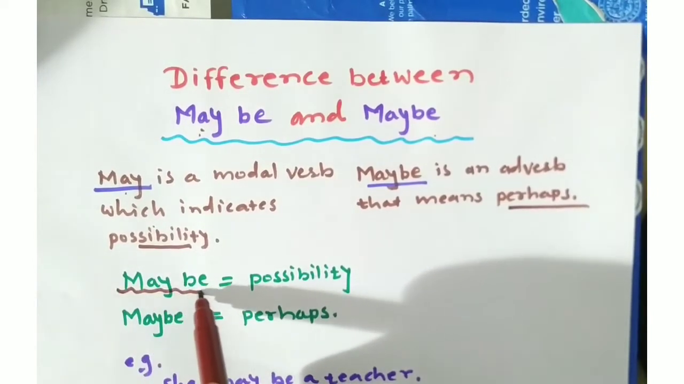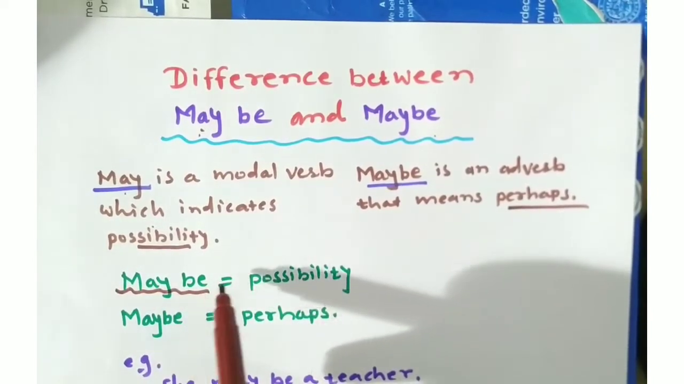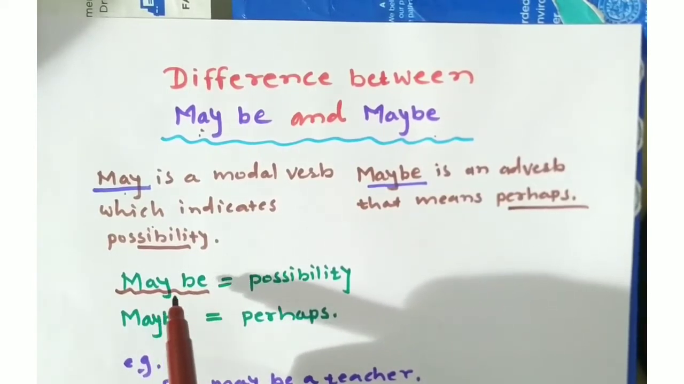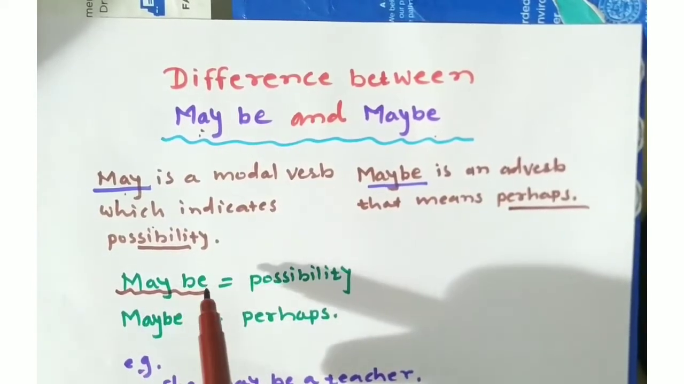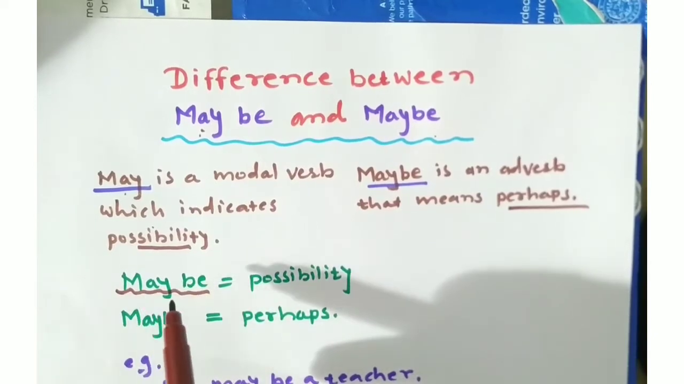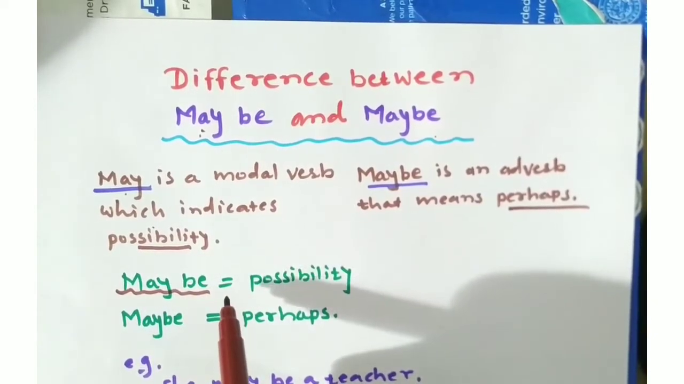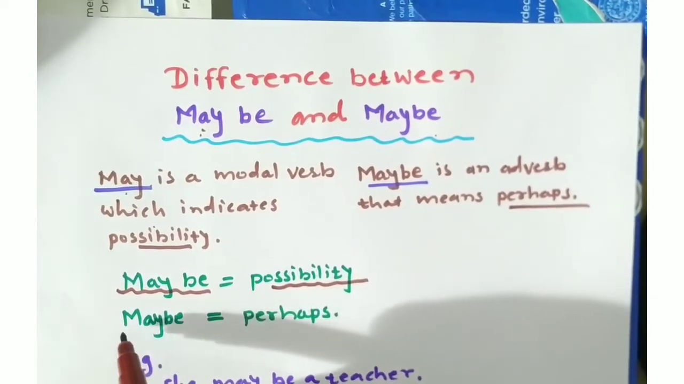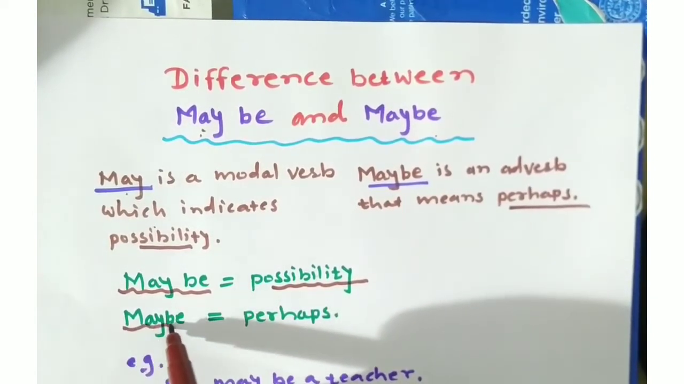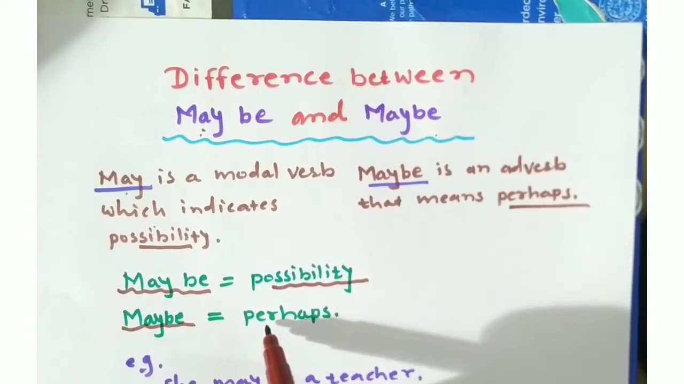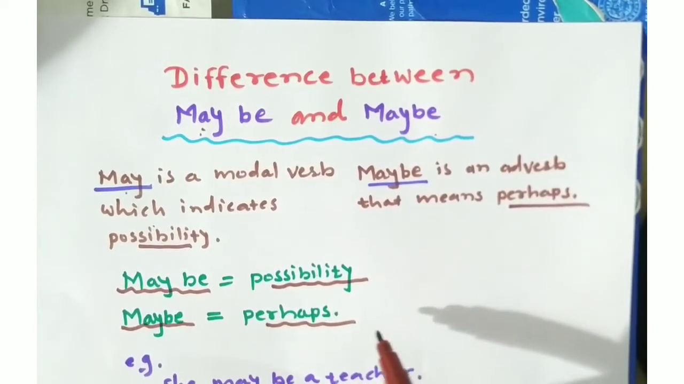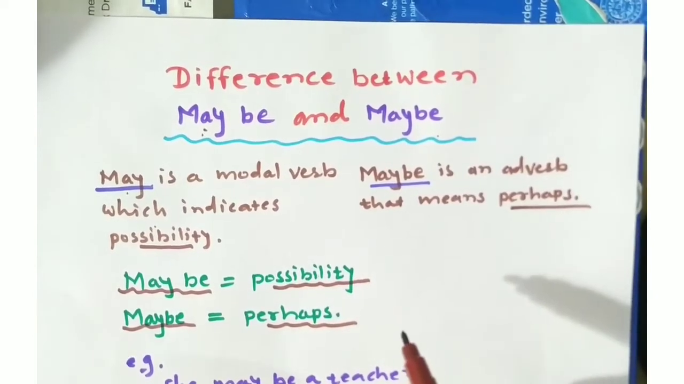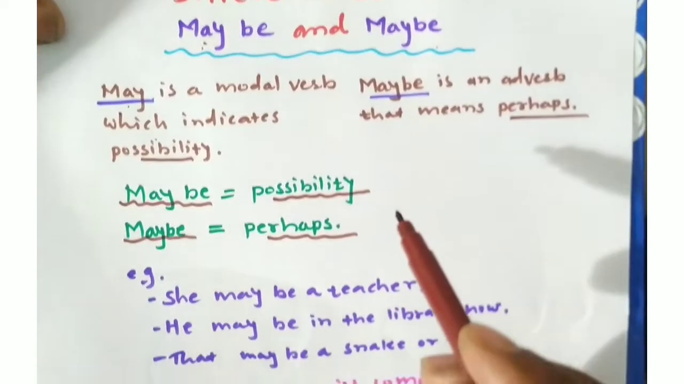"May be", you know, "be" is away from "may". "Be" is not part of "may", right? When you use this "may be", it means possibility. And when "maybe" is a single word, that time it means perhaps, and it functions as an adverb, right? Look at the examples carefully given here.